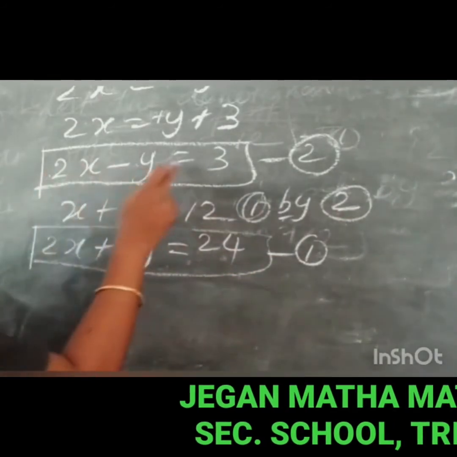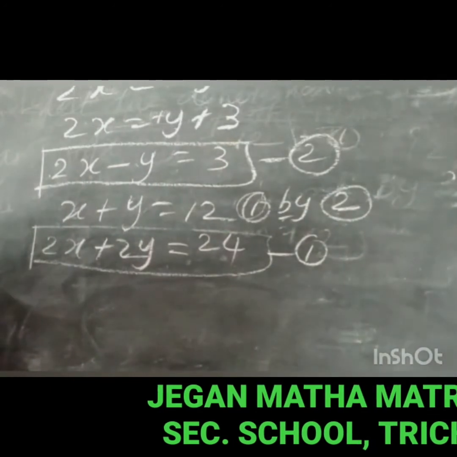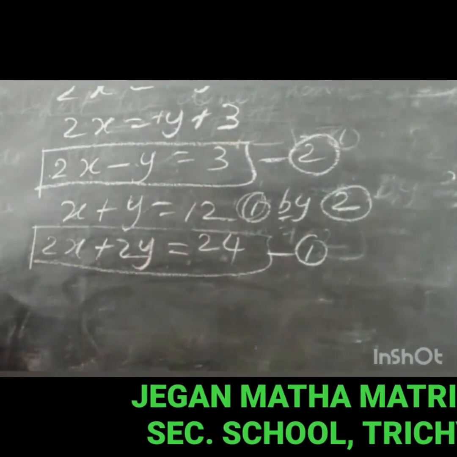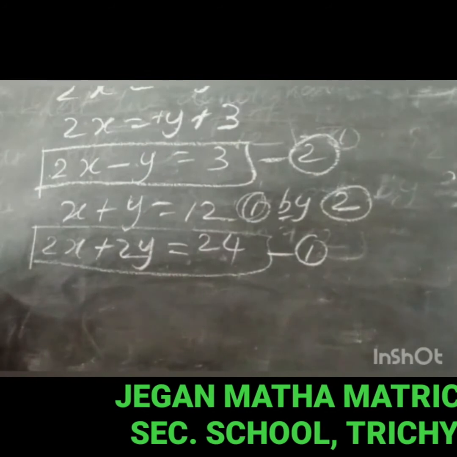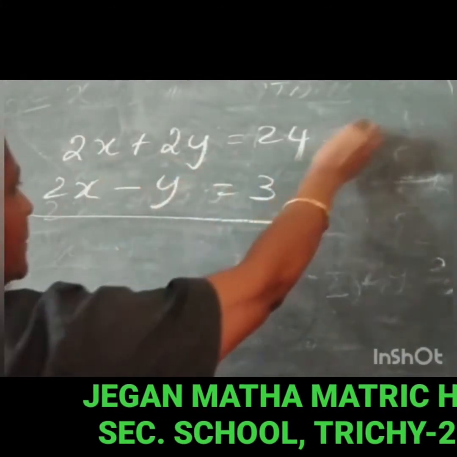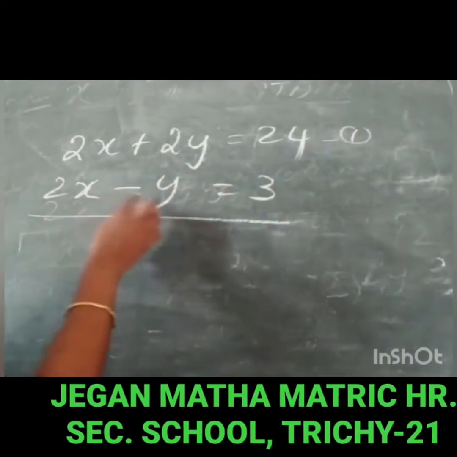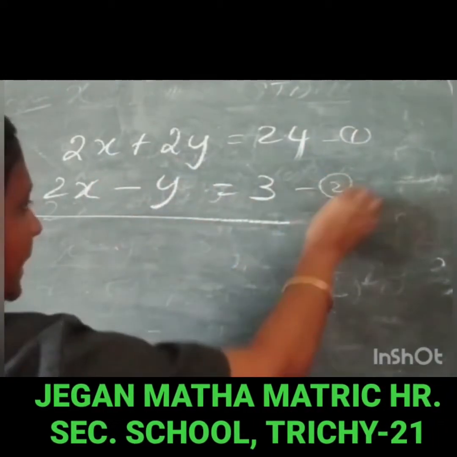So 2x minus y equal to 3. This is the second equation. Now as usual you can cancel and then find out the value of x and y. Now see, the first equation becomes 2x plus 2y equal to 24. The second equation we have 2x minus y equal to 3.